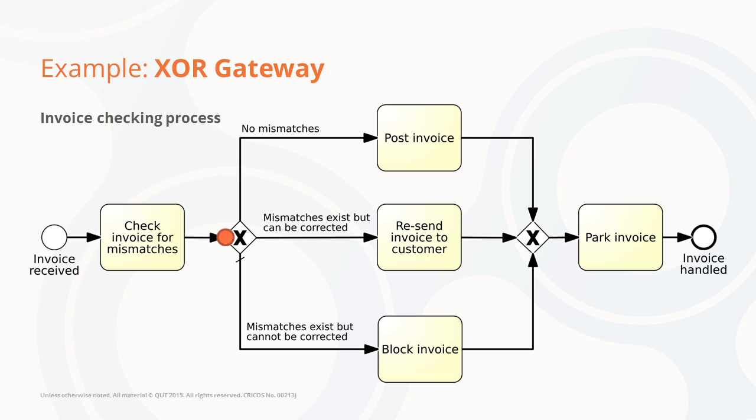invoice. Or there are mismatches, but these mismatches can be fixed, so we send it to the middle outgoing branch, in which case we need to resend the invoice to the customer. Or the invoice has mismatches that cannot be corrected, in which case we will have to block the invoice. So in this case, we have an XOR split with three outgoing branches whose conditions are mutually exclusive.